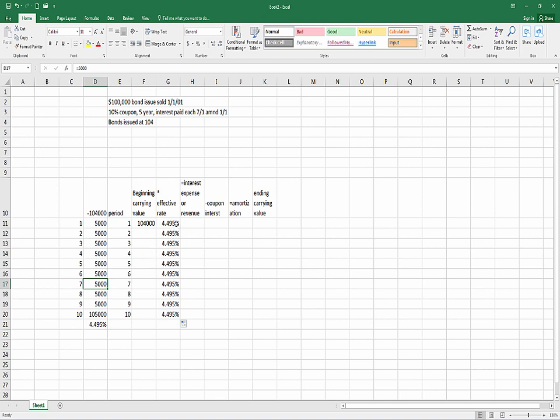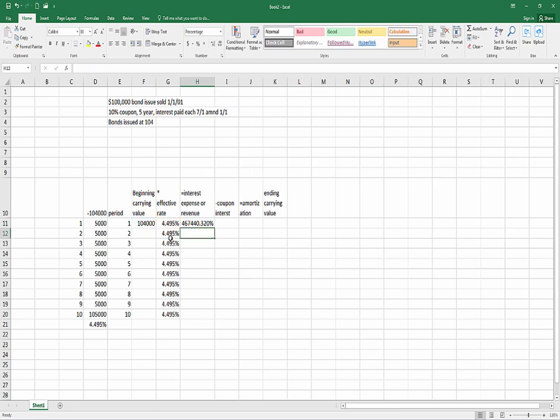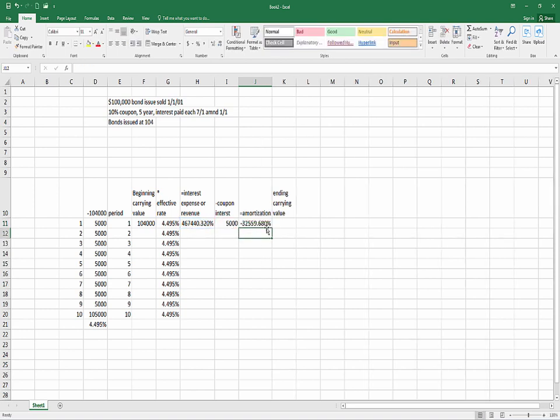So, that says D. Looking up here at the address bar at the top, that one says D21. That one says D21, D21, D21, D21, all the way down. It's going to be the same cell reference. Interest revenue or expense is the effective rate times the beginning of year carrying value. Our coupon interest is that fixed $5,000. Amortization is the difference between our interest expense and the coupon interest. Whoops, that shouldn't be a percent.